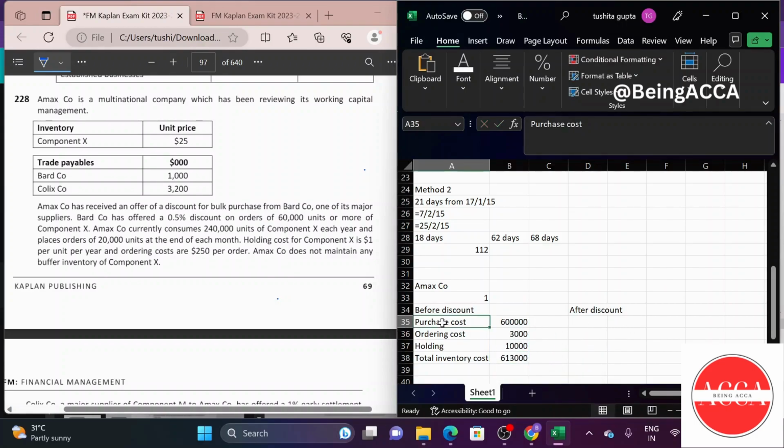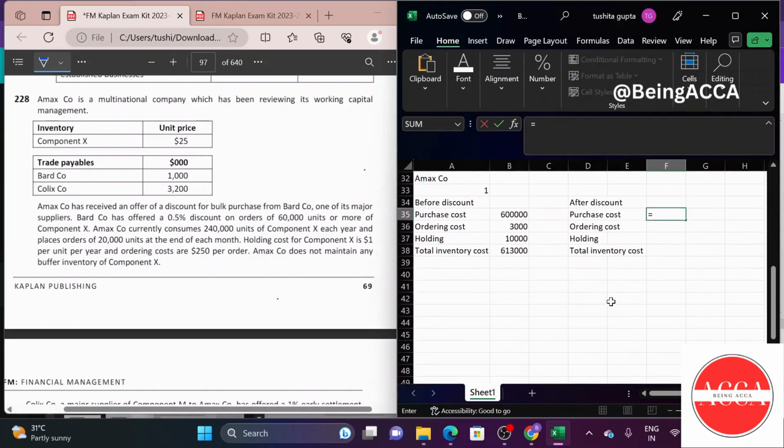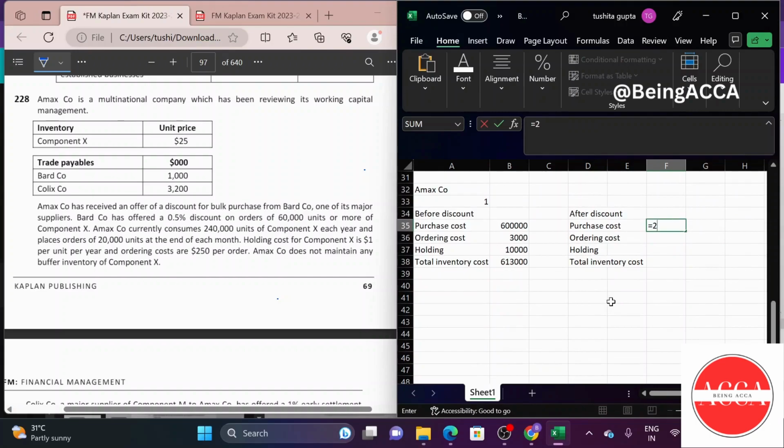Now let's find out how much it would be if we take the discount. So we are again buying 240,000 units. This remains the same, 25, and now we are getting a discount of 0.5%, so we are only paying 99.5%. After this, we have our ordering cost.